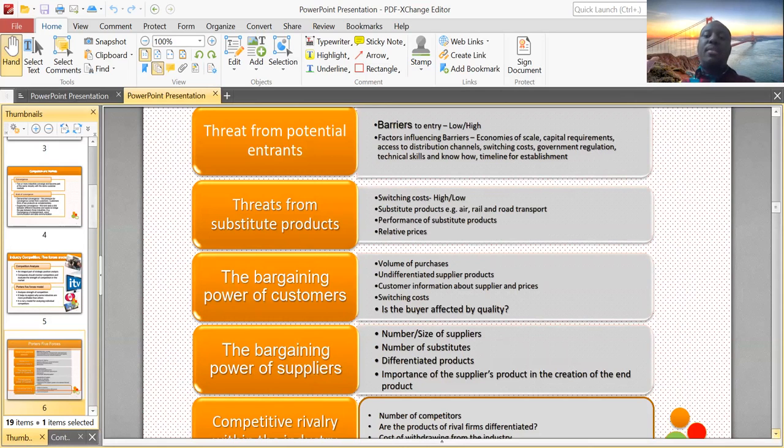So threats from potential entrants influence competition. If people can easily come into an industry, then there'll be more competition. If there are high barriers to entry, then there'll be less competition. So that's the way you need to understand it. And then you also have threats from substitute products.